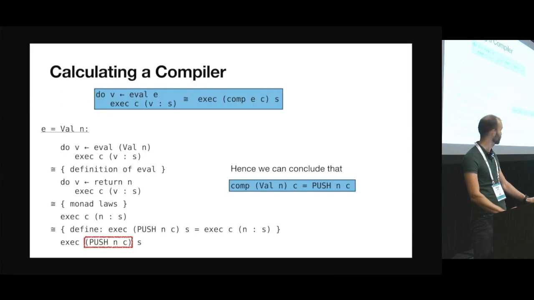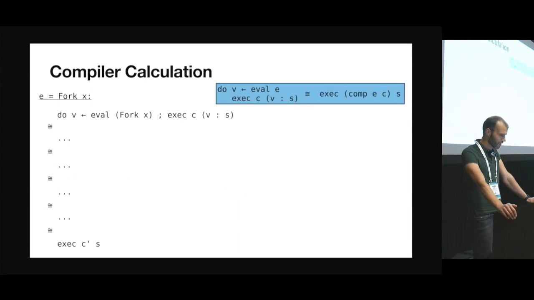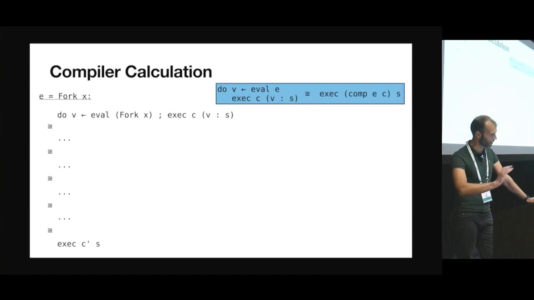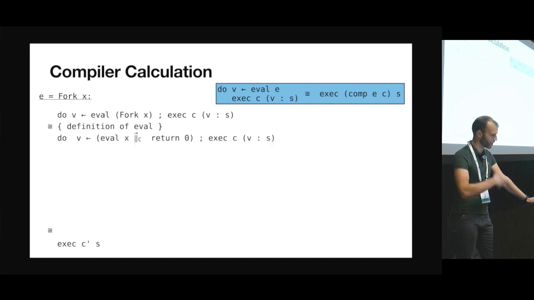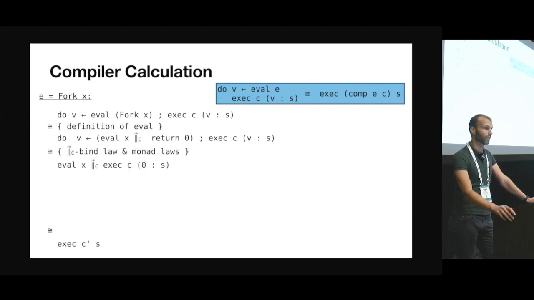Let me show you also the fork case, how this works, and I'll run through it very quickly. Again, we have to prove this equation, and the way that we do is we start on the left-hand side, and we start by applying the definition of eval, so the semantics of fork. We have it here. We can simplify this by applying the algebraic laws that we have, we get into this state. And then our goal now is to apply the induction hypothesis for x here.